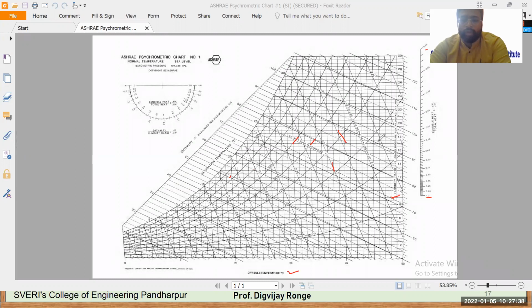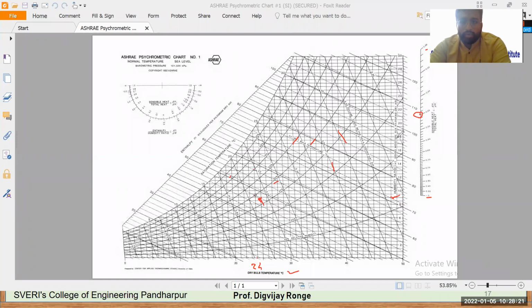Whenever you calculate the RSHF value, let us say the RSHF value here comes out to be 0.5. Now on this chart, you will always observe one circle like this. I hope it is visible to you. This circle is nothing but 24 degrees Celsius DBT and 50% RH. So we get this point, 24 DBT and 50% RH.